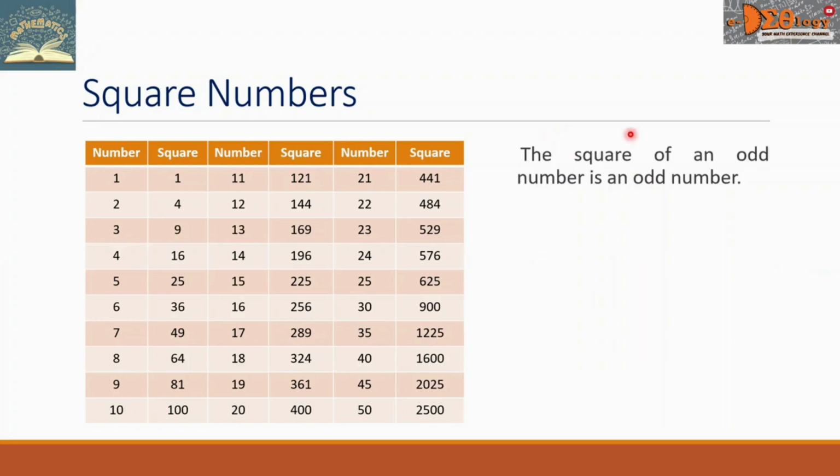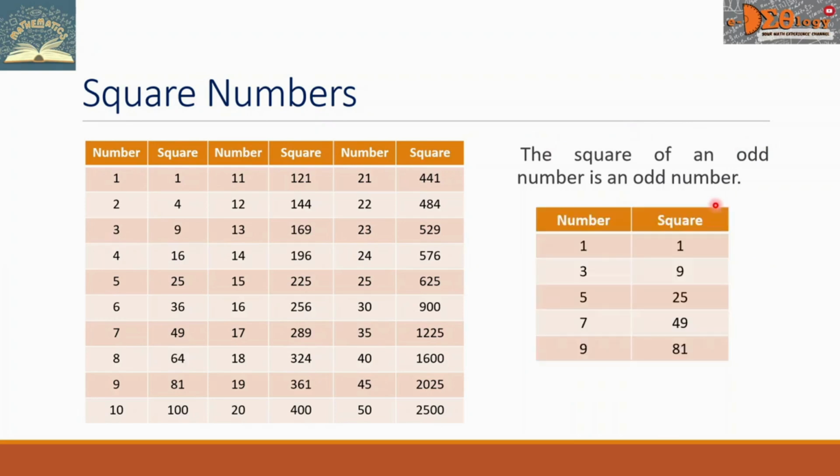And we say that the square of an odd number is an odd number. This is our table for examples. The number 1, the square is 1. The number 3 has a square 9. The square of 5 is 25. The square of 7 is 49. The square of the number 9 is 81. These numbers are odd numbers, and the corresponding squares are odd numbers respectively.